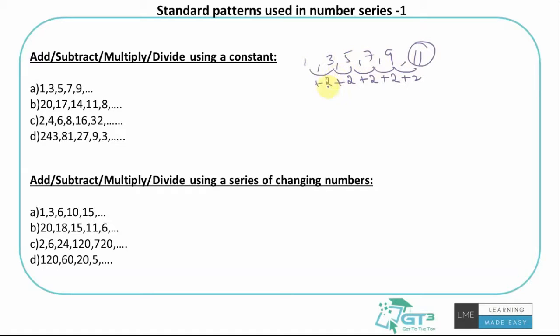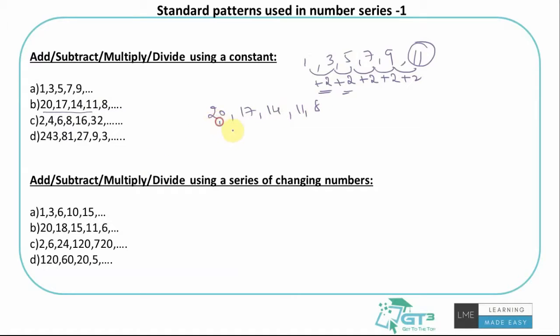1, 3, 5, 7, 9. So I am adding a constant number to the previous term to get the next term. 2 is added to 1, 2 is again added to 3 to get 5, 2 is added to 5 to get 7, and so on. So let's look at the other example, 20, 17, 14, 11, 8.